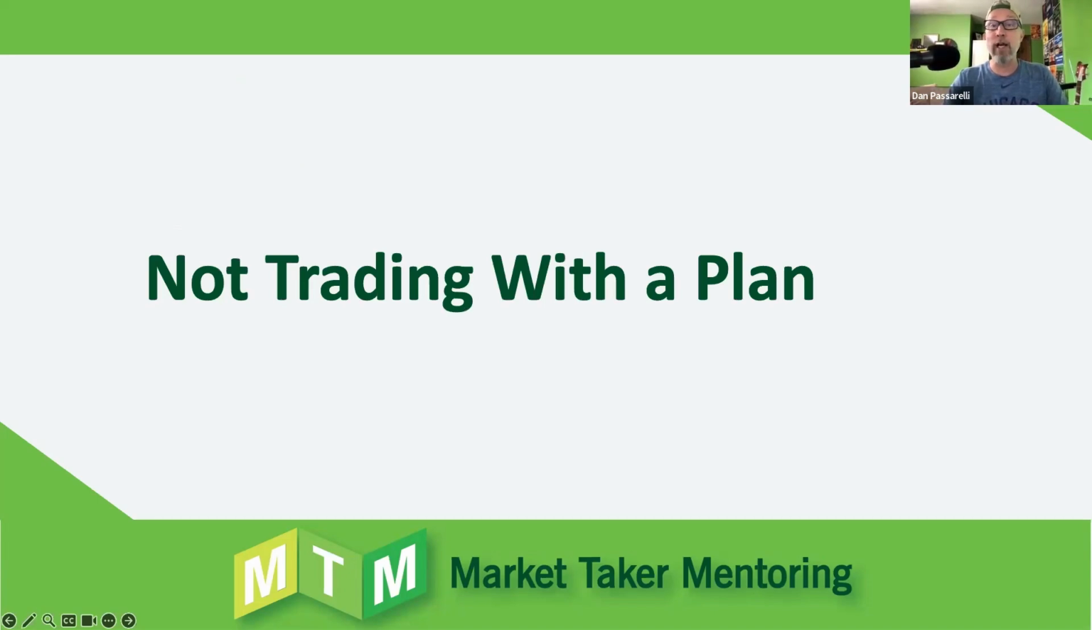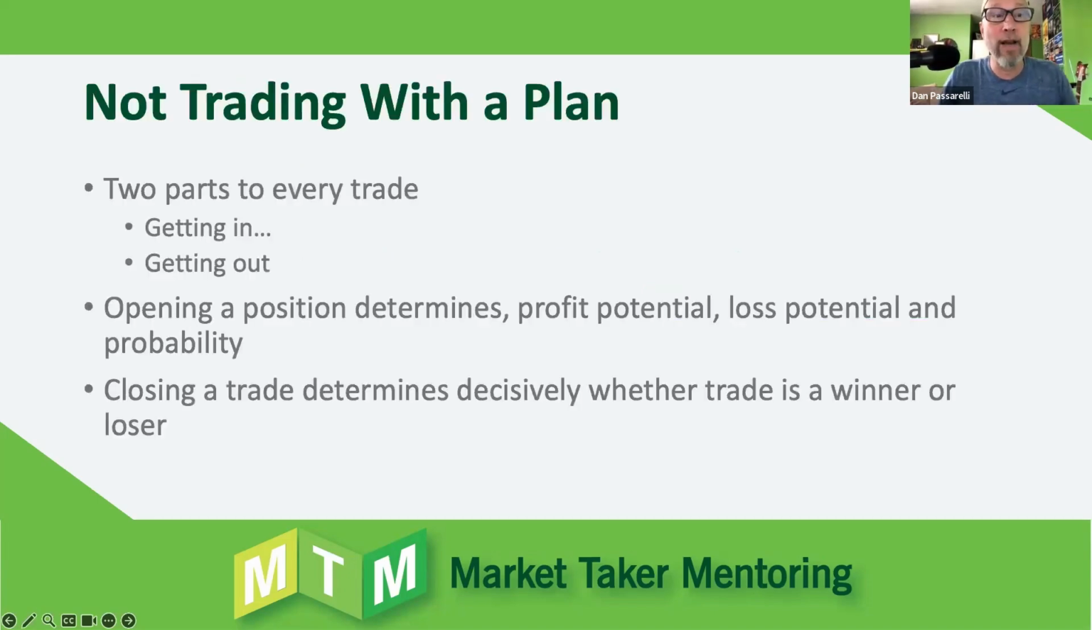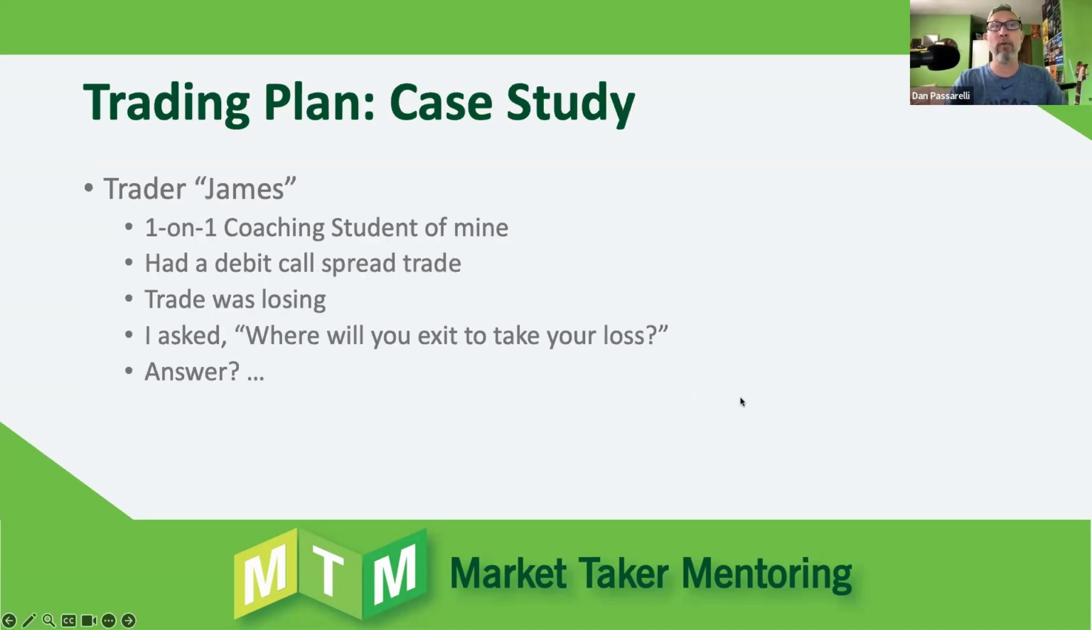And this all has to do with trading with the plan. Traders fail when they don't trade with the plan. There's two parts to every trade, getting in and getting out. We tend to talk a lot about and think too much about the getting in part of the trade. That just sets if you have an edge on your trade, which is very important. But getting out is what determines if you actually make or lose money. Opening a position determines profit potential, loss potential, probability. Closing a trade determines if it's a winner or loser.